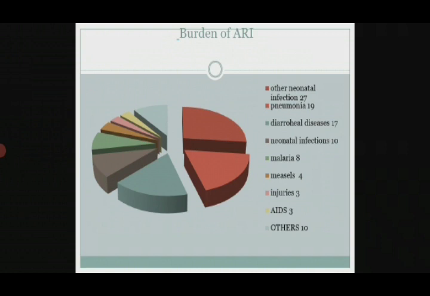Now, what is the burden of acute respiratory tract infection? As the picture depicts, the pie chart shows the burden of acute respiratory infection among neonates. As it is shown, pneumonia constitutes about 19% of infections in neonates among all other infections. Diarrhea constitutes about 17%, other neonatal infections about 10%, malaria 8%, measles 4%, other injuries 3%.